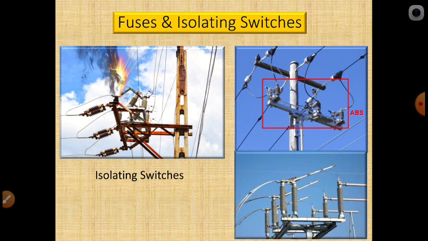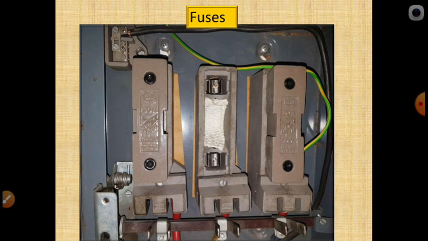The fuse is also a protective device. An isolator is also a controlling device, that's nothing but a switch. Now we can see the fuse. This fuse is a rewirable fuse, you can see here. So what is the purpose of a fuse?